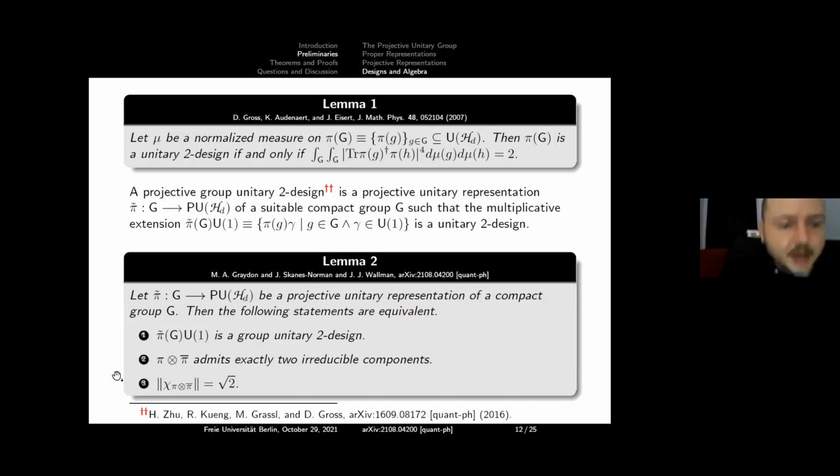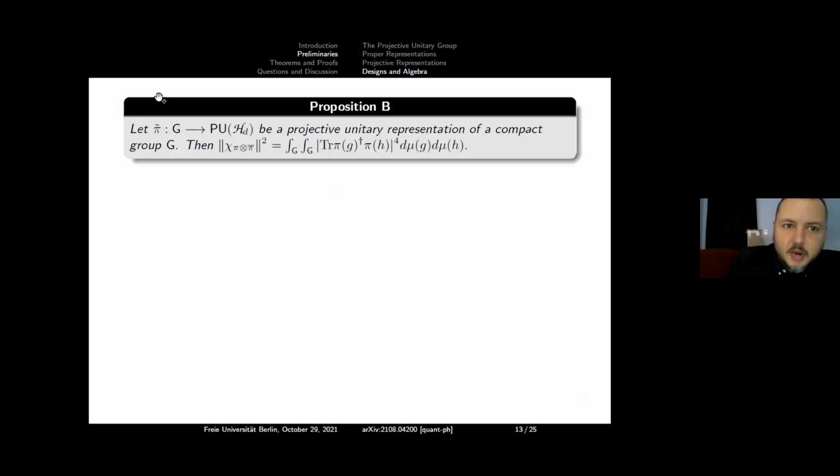I'd like to now show you that 1 and 3 are equivalent. I've shown that 2 and 3 are equivalent. I'll show you that 1 and 3 are equivalent by showing that the norm of the character of the conjugate tensor square is the square root of this double Haar integral, and therefore by lemma 1 we complete the proof of lemma 2. Good. So let pi twiddle be a projective unitary rep of compact group G. Then, as I said, the square of the norm of the character is that quantity. So let's do the proof.